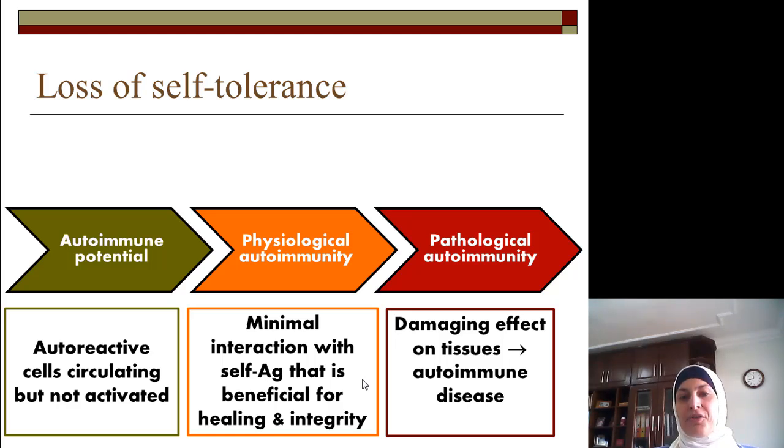The second stage is physiological autoimmunity, and we call it physiological because it is actually important for maintaining the effective action of the immune response. In this stage, there are self-reacting T cells, and they actually come in contact with the self-antigen and interact with these self-antigens. However, they do not mount a huge immune reaction. And the importance of this stage is the maintenance of a healthy immune system. So, how does this work?